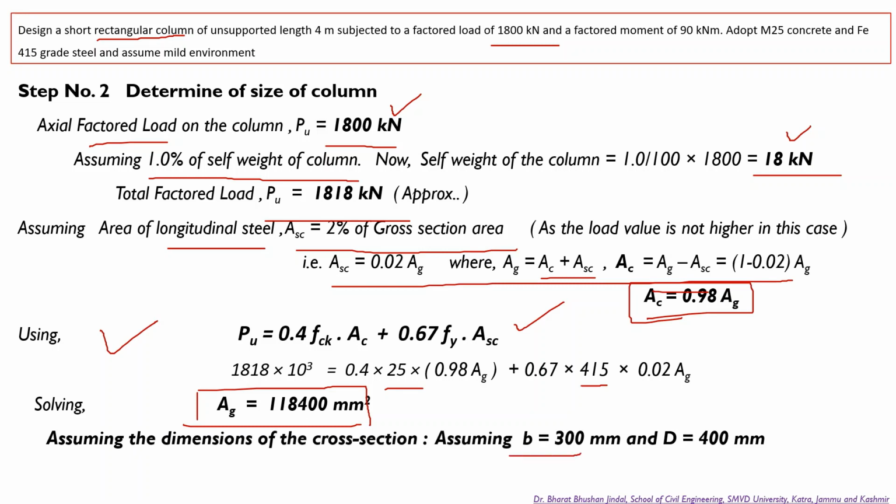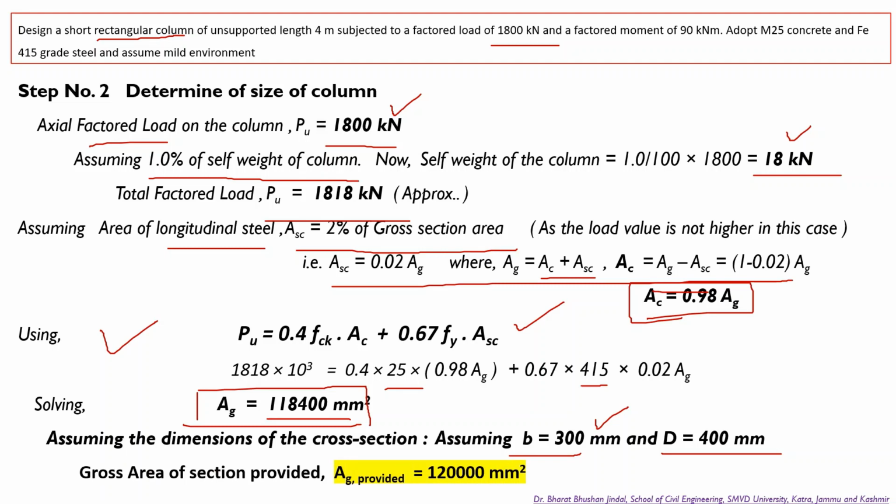So by assuming width is equal to 300 millimeter, accordingly we can decide depth is equal to 400, so that this section should give area more than the gross area which is required. So gross area, if we are providing a section 300 by 400, the gross area provided will be 1,20,000 millimeter square, which is greater than the gross area required from the calculations.